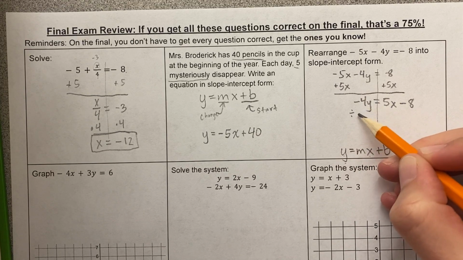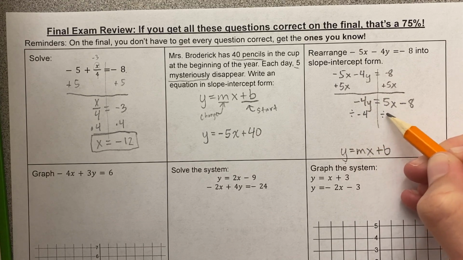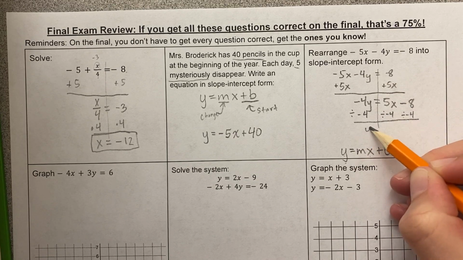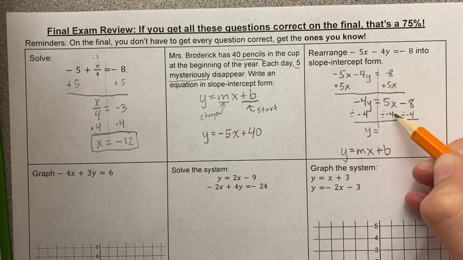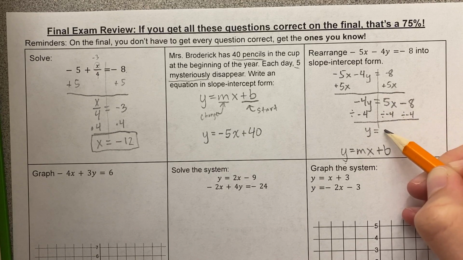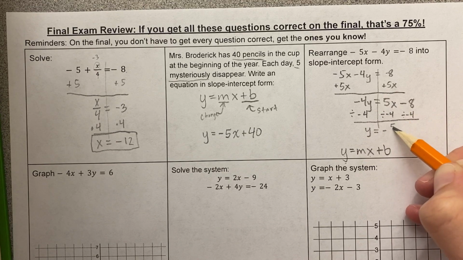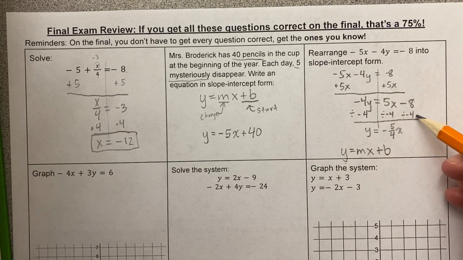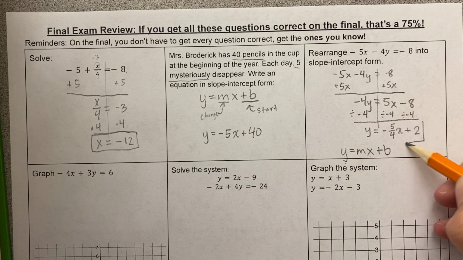Okay, then I'm going to get y by itself. How? Well, y is being multiplied by -4, so I'm going to divide by -4. 5 divided by 4, right? First, positive divided by negative is negative. 5 divided by 4 is 5 over 4. X, and then negative divided by negative is positive, and 8 divided by 4 is 2.